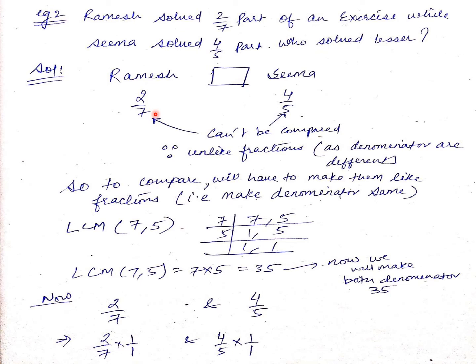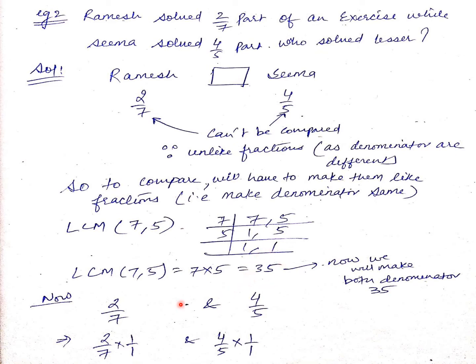How do we make like fractions? By making the denominator the same. Let's see how. To compare, we will have to make them like fractions, that is, make the denominators the same. For that, I will take the LCM of 7 and 5. You all know how to find LCM. I have written like this: first by 7, 7 ones are 7, 5 is left, 5 ones are 5, 1s are 1. So 7 5s are 35, which is the LCM of 7 comma 5. That is why we have to make both denominators 35.